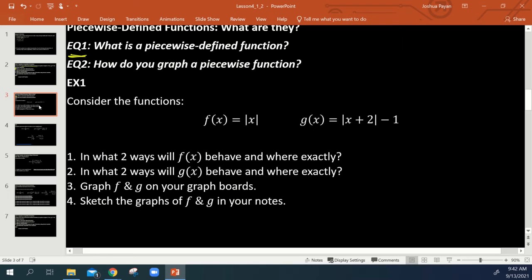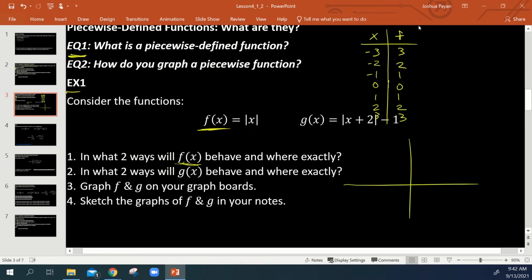So a piecewise defined function, well, we'll get it from this first example here. So in what two ways will f of x behave and where exactly, right? So if we create t-charts, right? So if I go from, I don't know, -3, -2, -1, 0, 1, 2, 3, right? If I go all the way down, well, we know the absolute value of -3 is 3, 2, 1, 0, 1, 2, 3. So the way it's behaving would look like this.